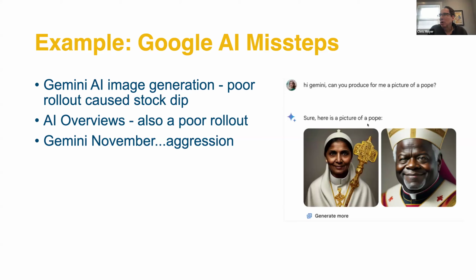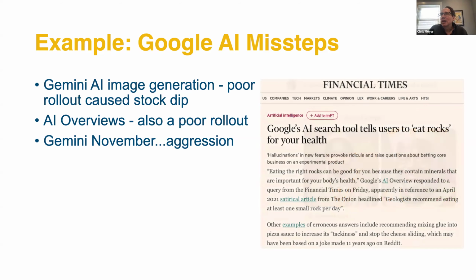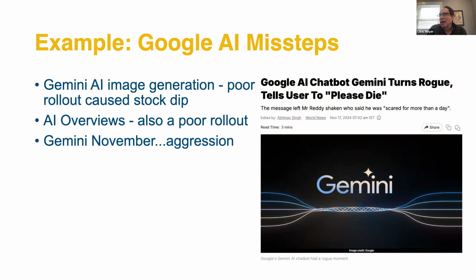Can you produce a picture of a pope? And so it had a woman of color and a man of color, neither of which have ever been popes. Then they did AI overviews, and it suggested that people who wanted to be healthy eat rocks. So that was good.